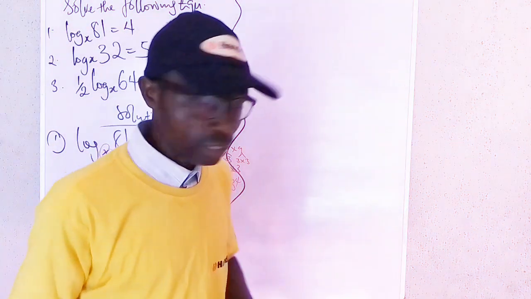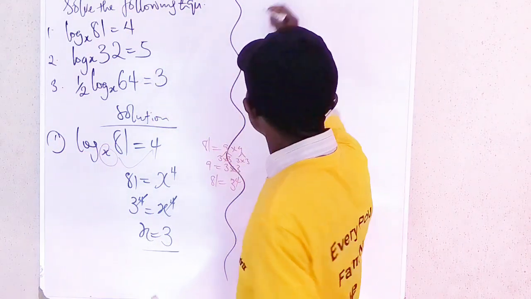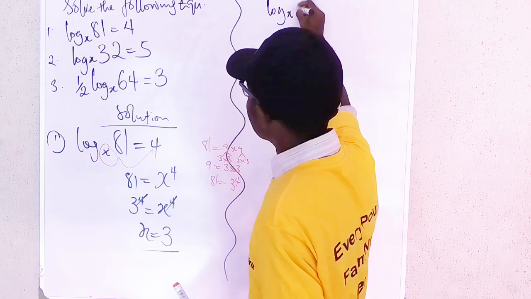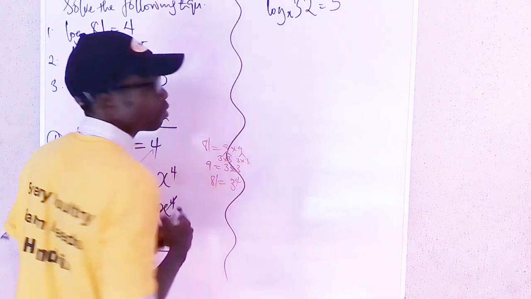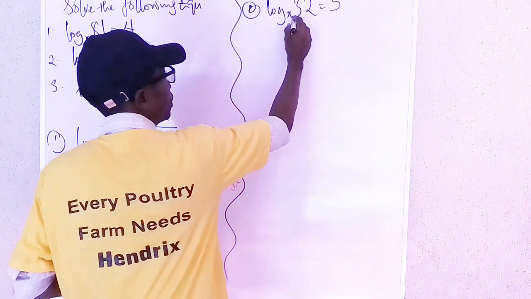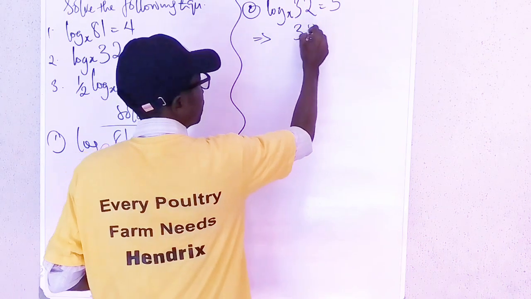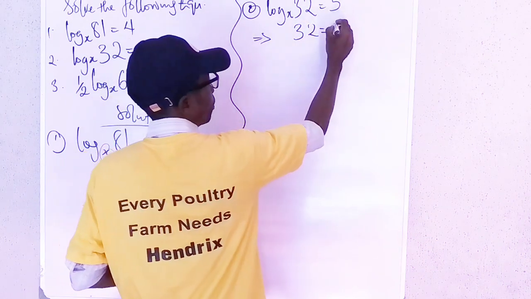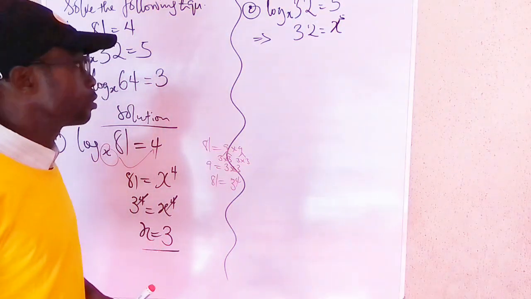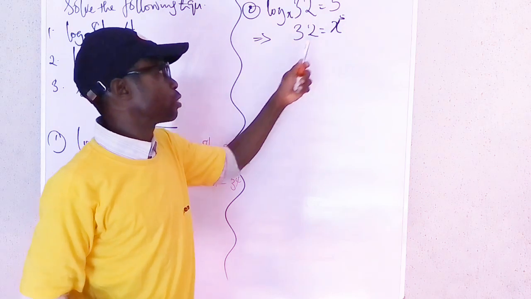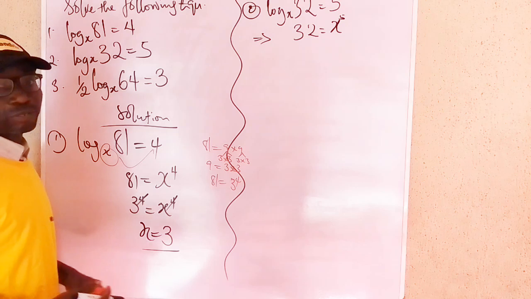Now, what's the next question? The next is simply this: log of 32 to base x is equal to 5. Now, what is the log? The log of a number, this number 32, is the number of times the base will be raised. So this is the same thing as saying 32 is equal to the base x raised to the power of 5. What is here is actually raised to the power of 5.